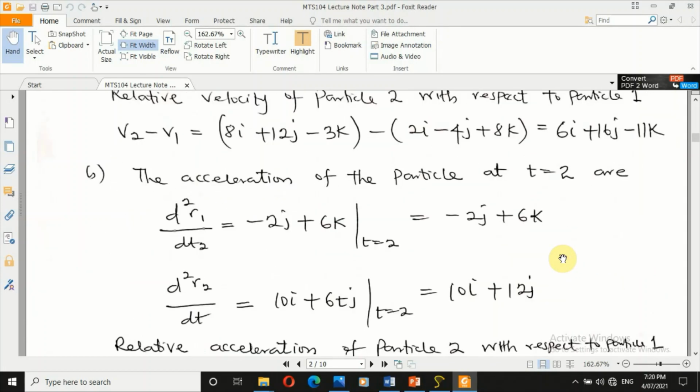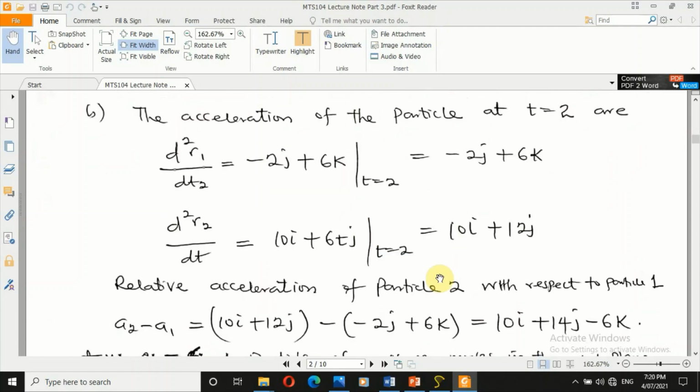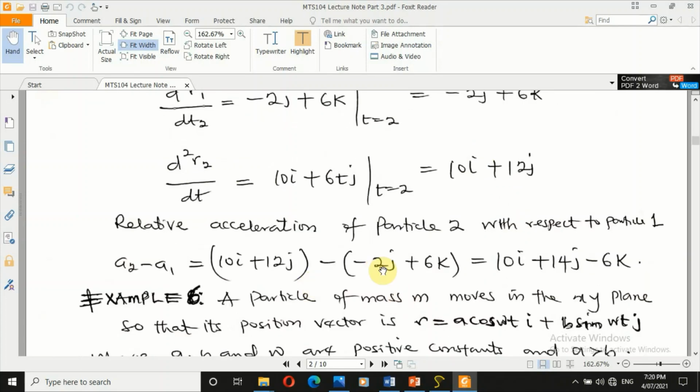Now what about acceleration? It's also the same thing. You differentiate again, the second time. Then you have this, and you evaluate at t equals 2. Then what is the relative acceleration? You subtract this minus this. That will give us what we are looking for.